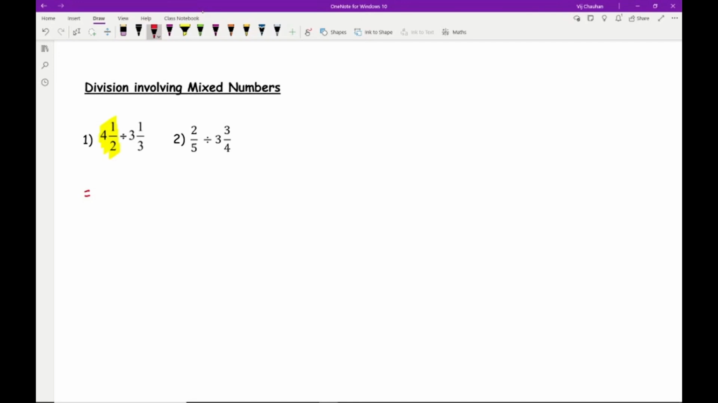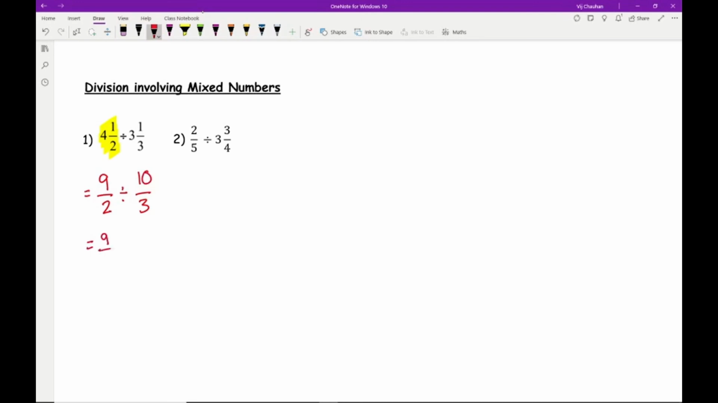So here we've got 4 1/2, so it's going to be over 2 because the denominator always stays the same. We've got the big number times the bottom number, which is 8, plus 1, which is 9, and then we've got divided by, and if I then look at 3 1/3, that's going to be over 3. So I've got 3 times 3, which is 9, plus 1, which is 10. So that then gives me the same answer.